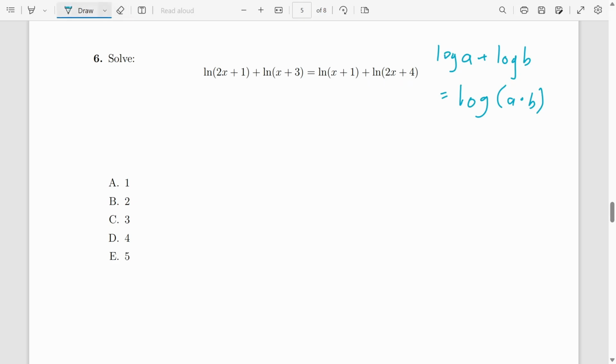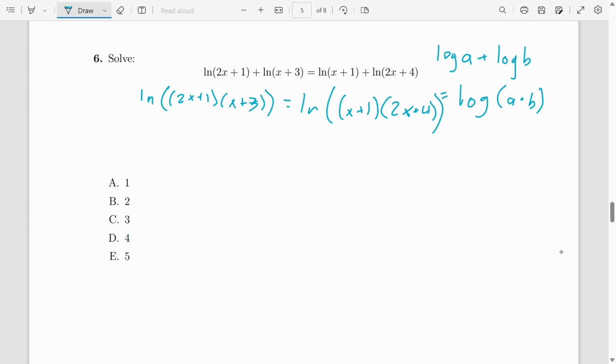So let's go ahead and condense these. This becomes ln of (2x plus 1) times (x plus 3), all of that on the inside, equals ln of (x plus 1) times (2x plus 4), also on the inside there. So now we've condensed it slightly. We've only got one ln on both sides.